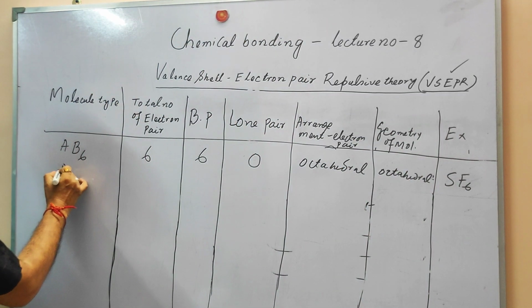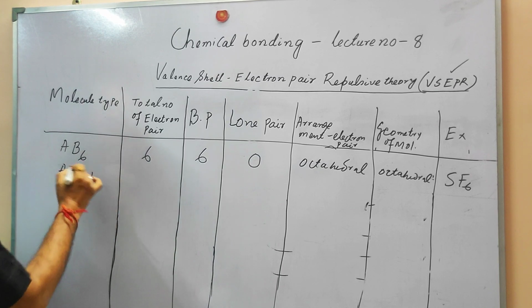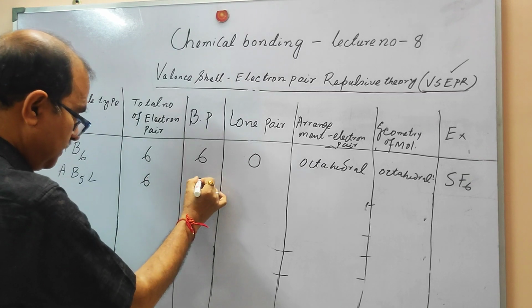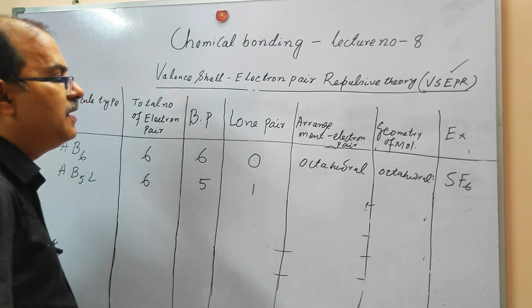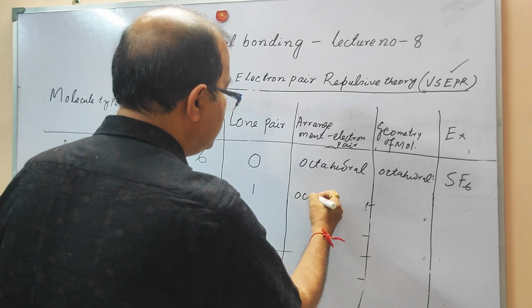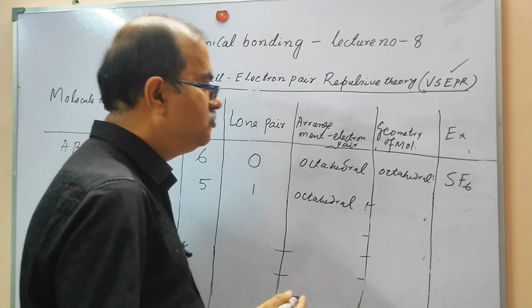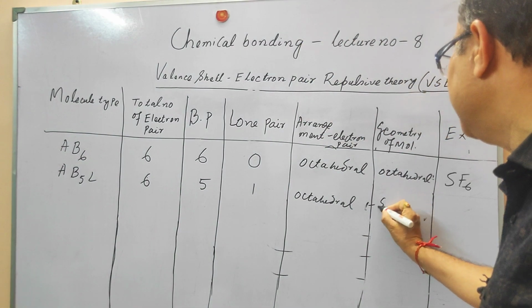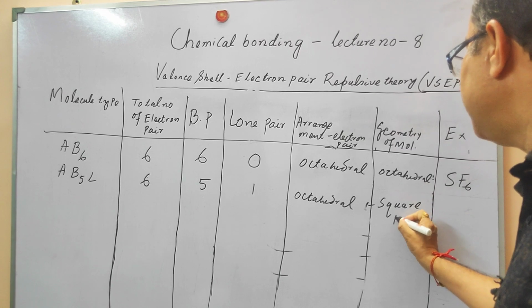Another type is AB5L, where L means lone pair. Here also the electron pairs total 6, the bond pairs are 5 and the lone pair is 1. The arrangement of this electron pair will be octahedral, but its geometry will be square pyramidal.